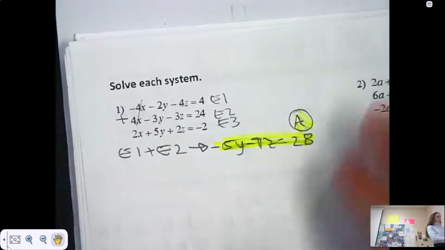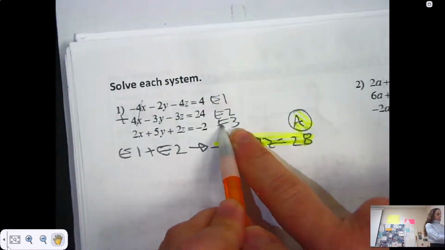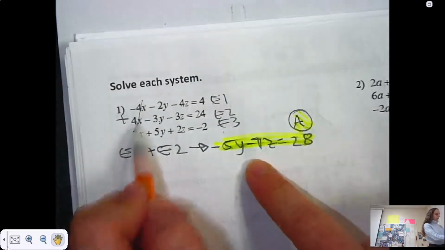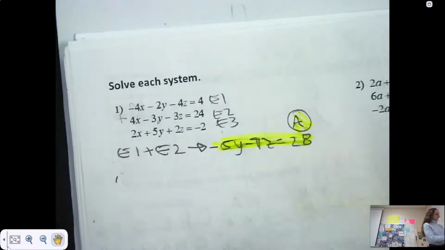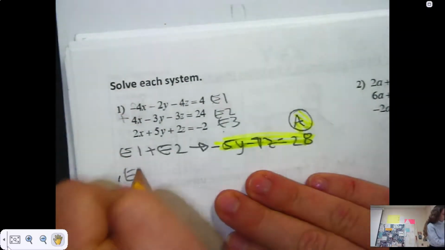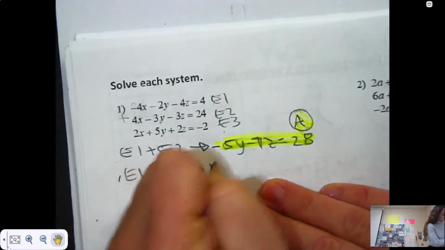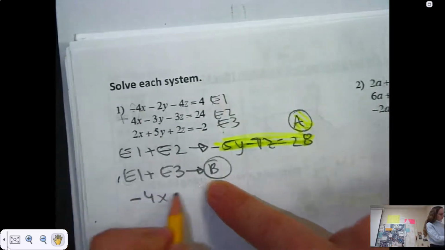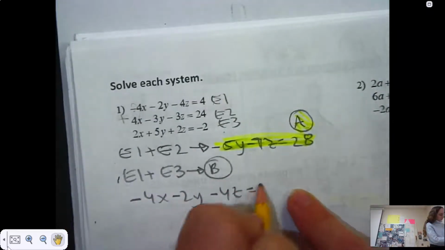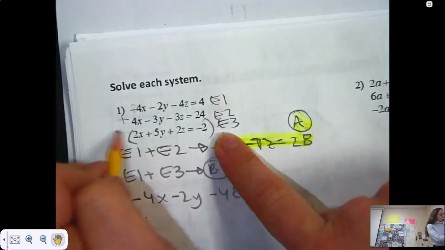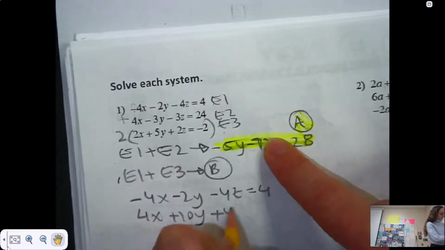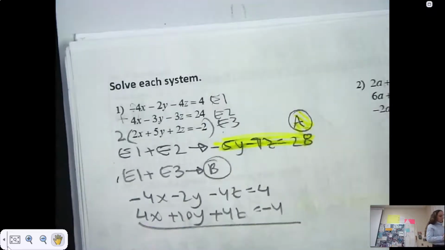So now I can pick whatever I want. I could pick E1 and E3, or I could pick E2 and E3. The only issue is I have to make sure that I eliminate X, because that's what I did here. So I am going to pick E1 and E3, and the reason I'm picking E1 and E3 to give me my B is because if you look, that one's already negative. So then I can just rewrite negative 4x minus 2y minus 4z equals 4. And all I have to do is multiply this one by 2, and then I'm left with 4x plus 10y plus 4z equals negative 4.